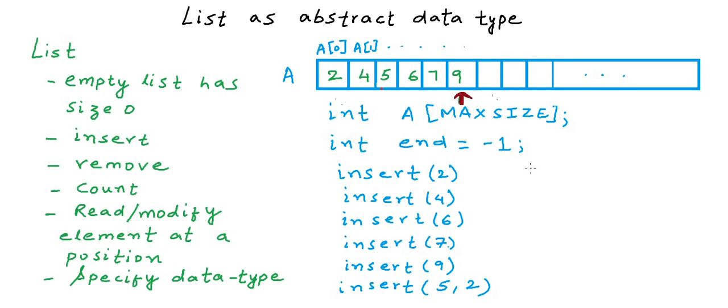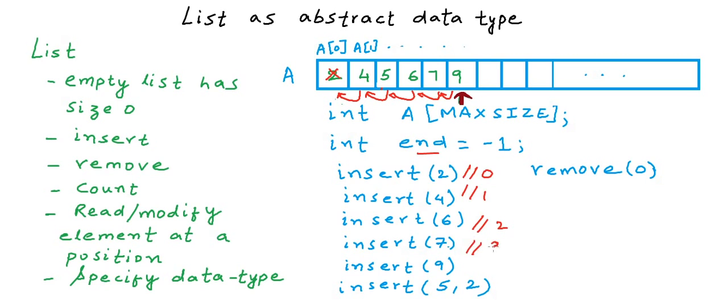Now if I want to remove an element from a particular position, let's say I make a call to the remove function. I want to remove the element 2, so I'll pass the index 0 here. To do so, all the elements after index 0 will be shifted 1 unit towards the left, or towards the lower indices, and 2 will go away. Now this end variable is being adjusted after each insertion. So after this insertion, end will be 0, after this 1, 2, 3, and so on. After this remove, end will be 4 again.